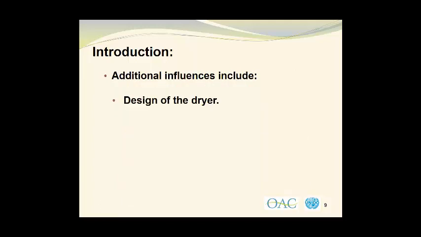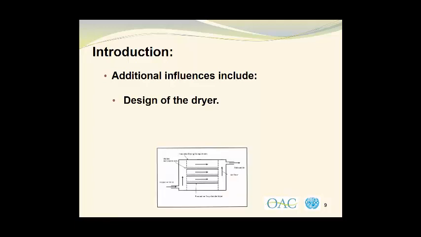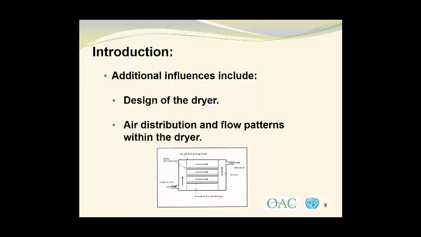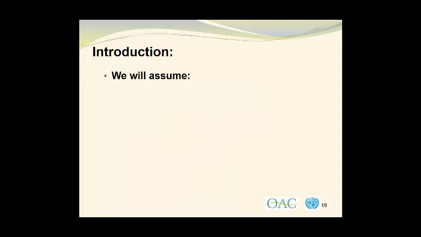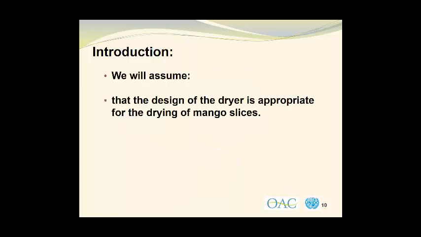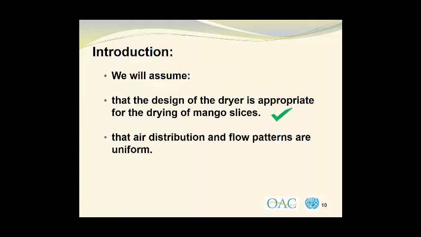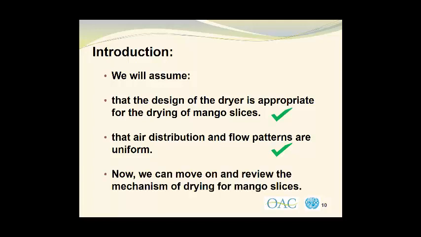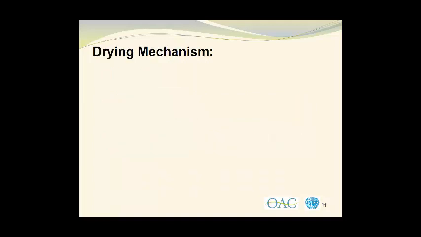Additional influences include the design of the dryer, which may be a cabinet or tray dryer, and then we also need to consider air distribution and flow patterns within the dryer itself. We will assume that the design of the dryer is appropriate for the drying of mango slices, and that air distribution and flow patterns are uniform. Now we can move on and review the mechanism of drying for mango slices.